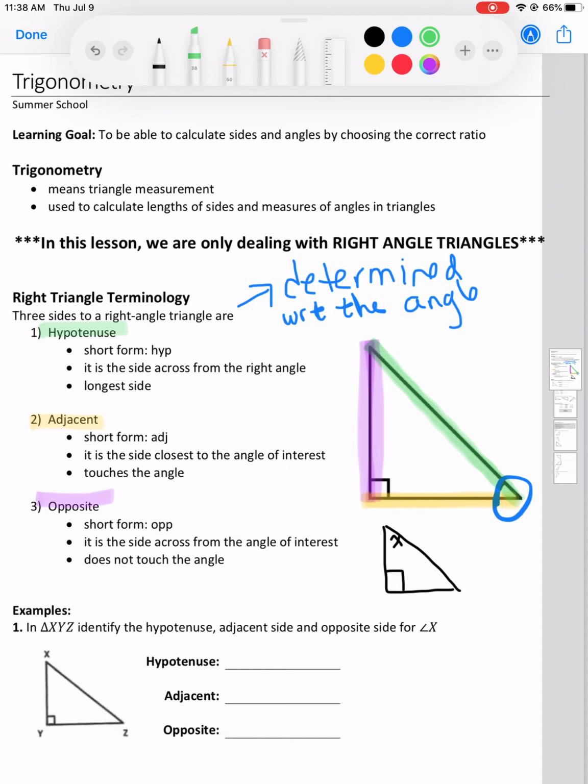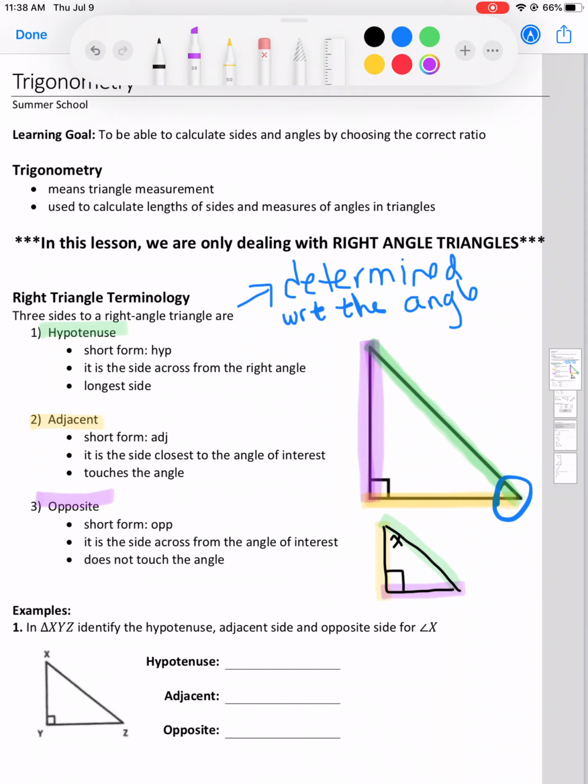The hypotenuse is still the one across from the 90-degree angle. But now the adjacent is the one touching the angle, so that's the adjacent, and this is the opposite. It is really important: it's not always the same, the adjacent isn't always at the bottom. It really depends on where that angle is.